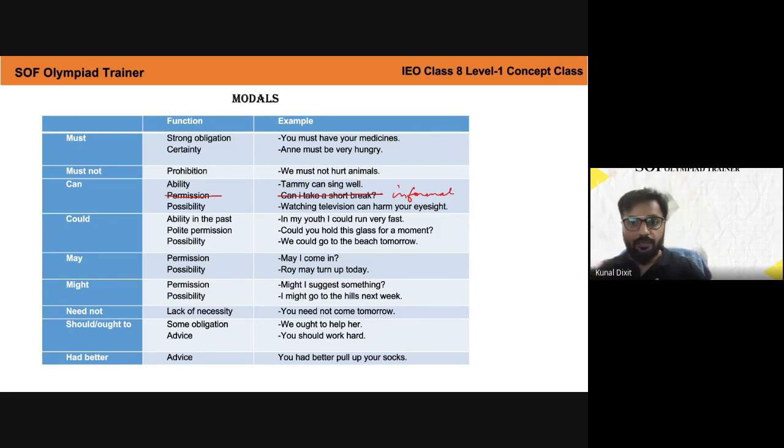Okay. Now, then we can use can for possibility. Like this can happen, that can happen. We've often used can there. So, can may be used for expressing a certain possibility. For example, watching television can harm your eyesight. Again, can. It has the potential, right? But I'm not sure. It has a possibility. The possibility can be less, the possibility can be high, but it's just a possibility.